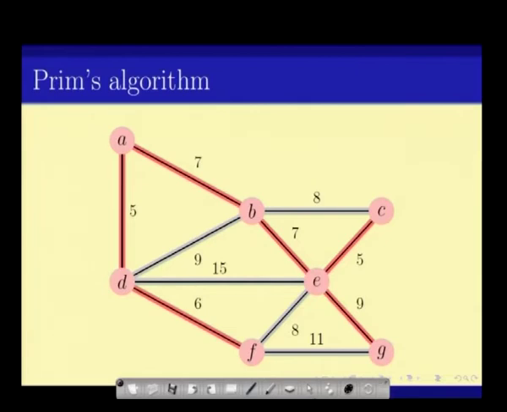You can verify for yourself that this is actually a minimum spanning tree in this example, but we need to prove that Prim's algorithm will always output a minimum spanning tree, irrespective of the example that we pick. Like with any greedy algorithm, proving that is the hard part.